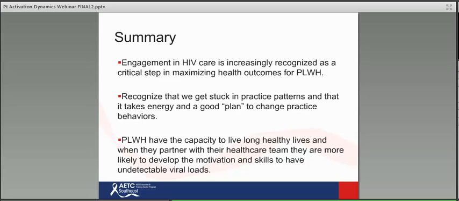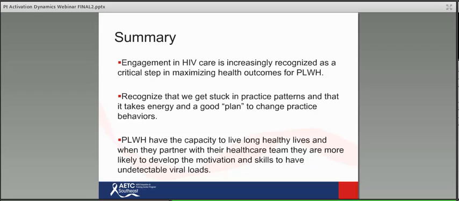So in summary, engagement in HIV care is increasingly recognized as a critical step in maximizing health outcomes for people living with HIV. We recognize that we can get stuck in practice patterns because of our unconscious bias, because we see so many patients in a day, and we feel that we don't have the kind of time we need in order to give the client the time that they need when they come in with so many challenges. And it takes energy and a very good plan to change our practice behaviors. But again, that's quality improvement at its very best.